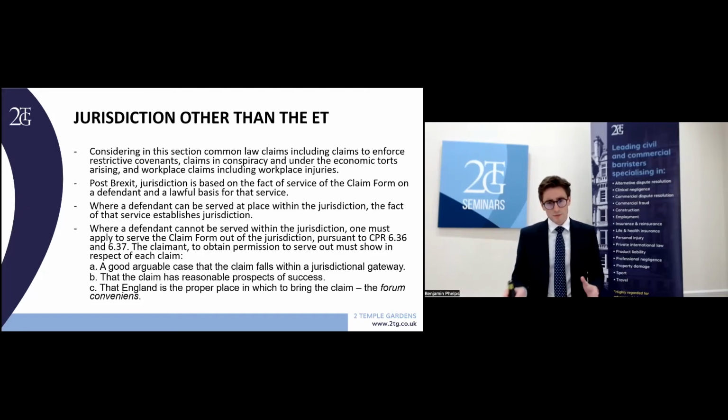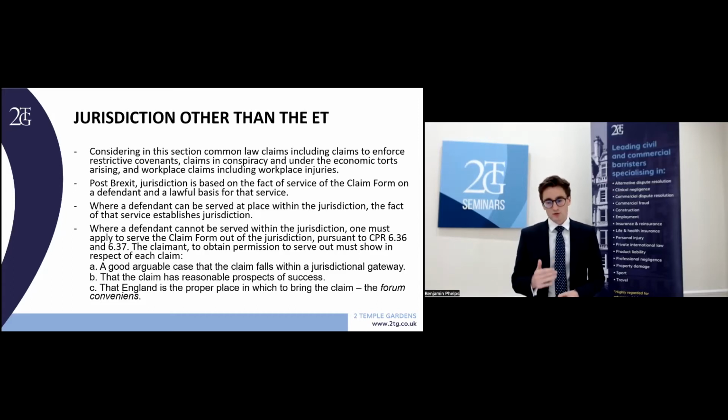Now, prior to Brexit, and the reason Brexit is significant here, there was an instrument called the Brussels I Regulation Recast, an intra-EU system of rules that allocated jurisdiction between member states. Now, following the end of the transition period, that ceased to apply, and we reverted back to the common law system of jurisdiction with one important modification for employment claims, which I'll come on to.